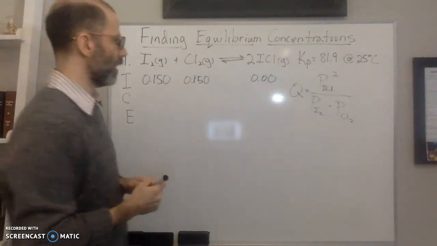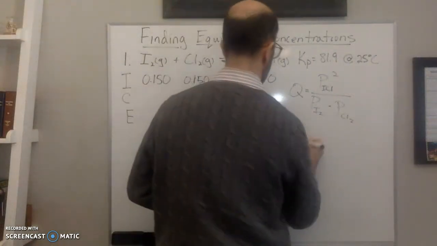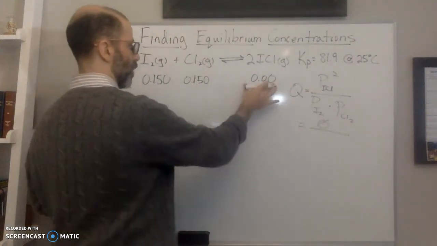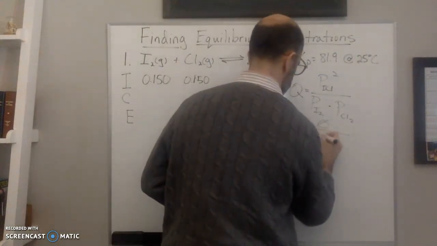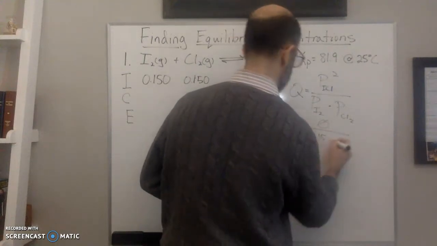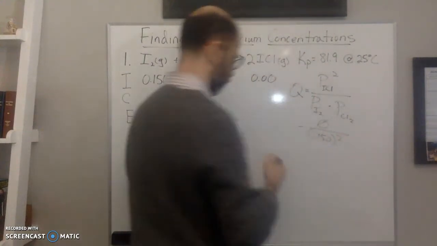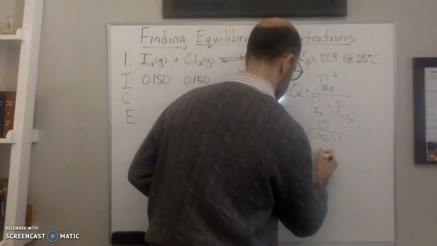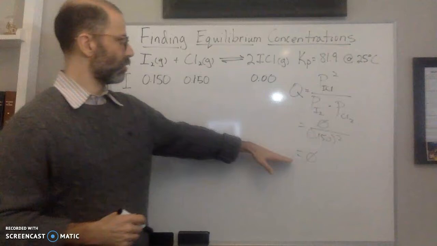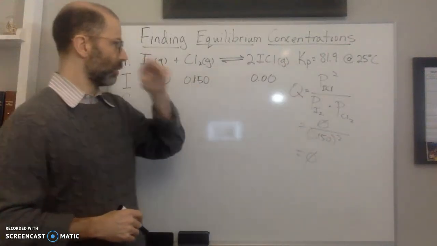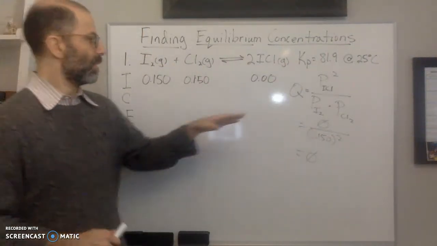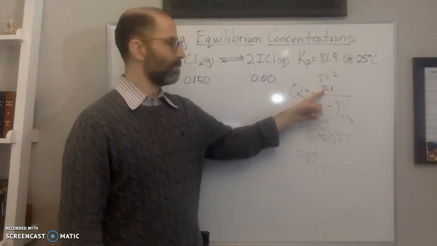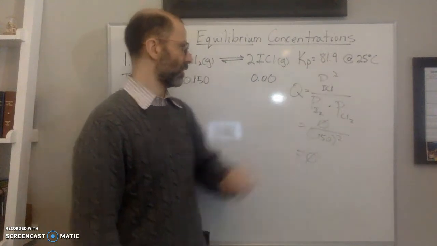And so we're going to plug in our values, but right away what you'll notice is we have 0 for the product and 0.150 squared for the two reactants, and obviously this is going to be 0. So Q is 0, which is much less than Kp. So therefore, that is telling us that, of course, we don't have any product, and so we need to form product to get this larger.